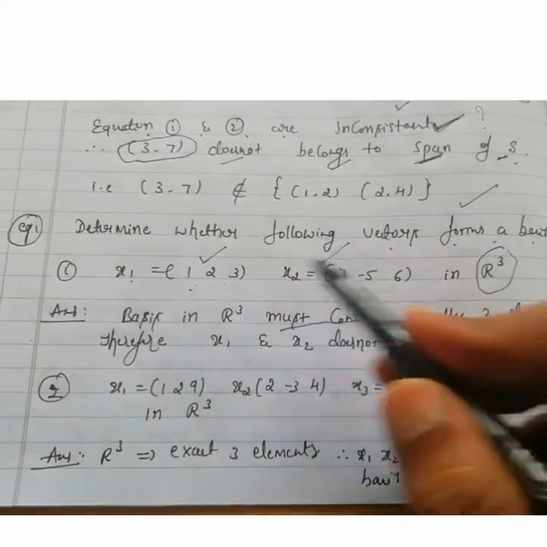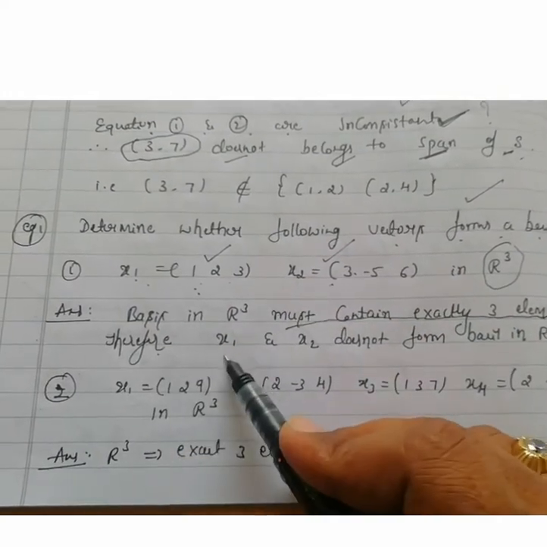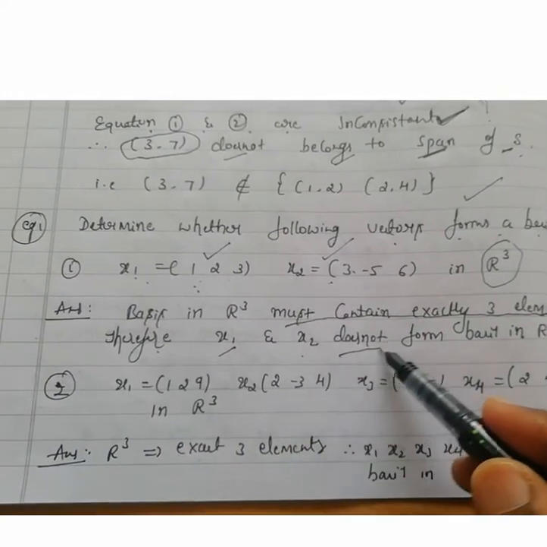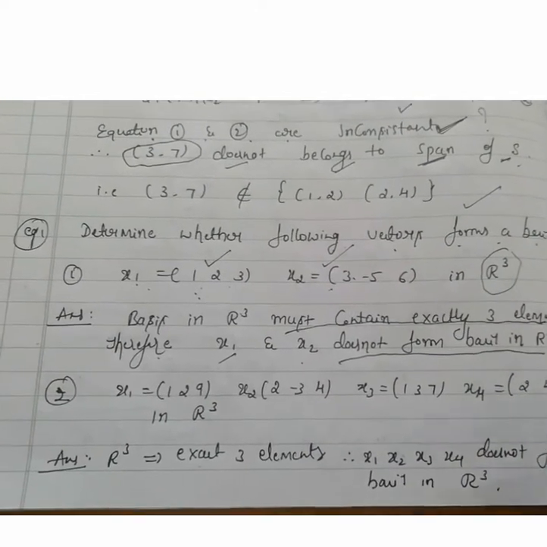But how many elements are there? Only 2. What are those? x1 and x2. Therefore, x1 and x2 don't form a basis in R3. It must have 3 elements.